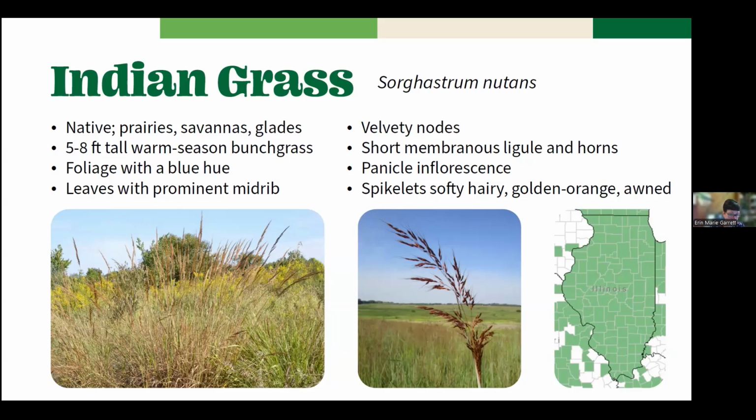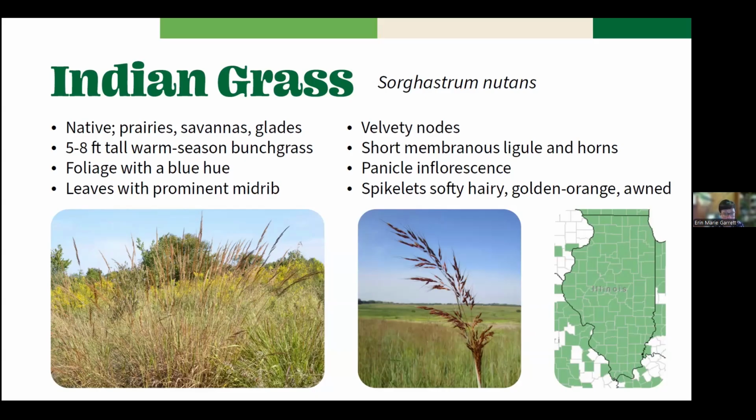Our leaves are going to have a prominent white midrib that we'll look at. The nodes can tend to be a little bit more velvety. But the most reliable characteristic I look for, right? Again, this is a big grass, a big bunch grass. So size, if I see that, I'm going to look for the horns. That's kind of the easiest check, and then I would know it's Indian grass. You'll also find a membranous ligule there.